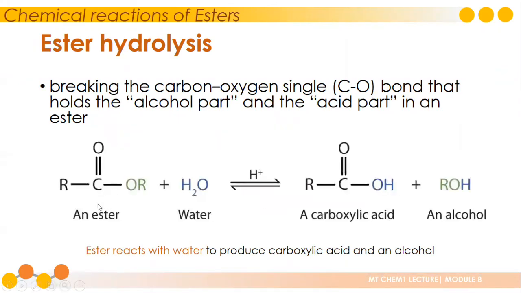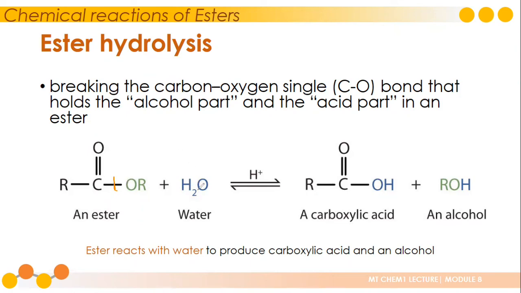As you can see here, you have an ester combined with water, and then it produces a carboxylic acid and an alcohol. So what happens here is that there is a breaking in the bond between the carbon and the oxygen that separates the alcohol part and the acid part. If you remember in the naming of esters that we've discussed a while ago, there is a separate alcohol part and acid part in an ester. So during ester hydrolysis, we break this bond and then we produce carboxylic acid and an alcohol.